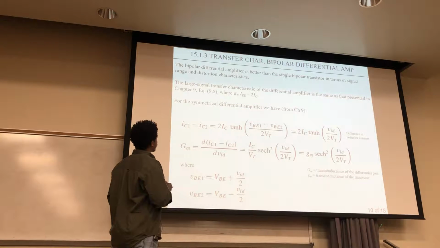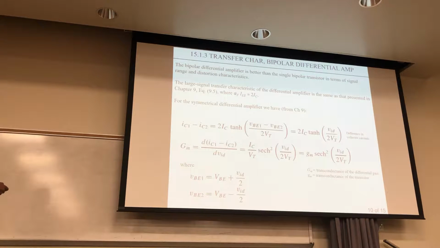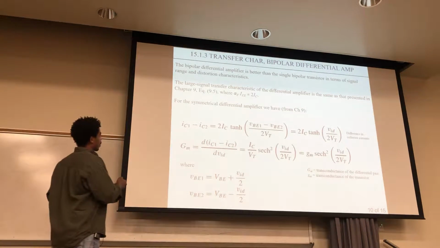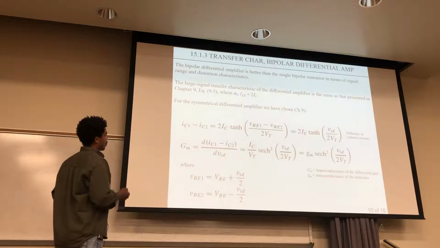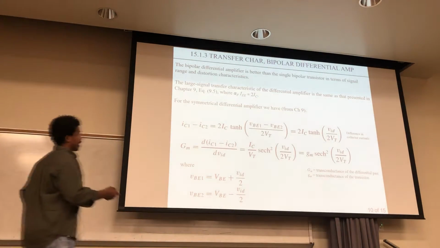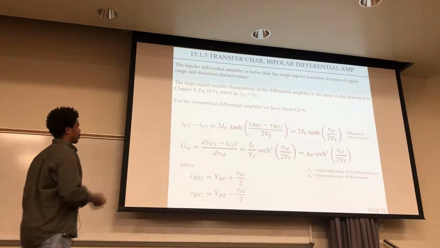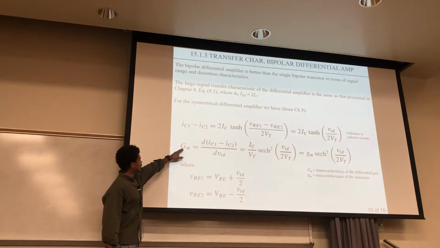So we're going to look at the difference between the collector currents. Okay, and then we'll do this IV characteristic, you know, to compare the two. So this right here is the difference between the collector currents. And as you can see, it looks like this is 2 IC tangent H. It's just like this hyperbolic tangent VID over 2 in a thermal voltage right here. And this VID is this right here, VBE1 minus VBE2.